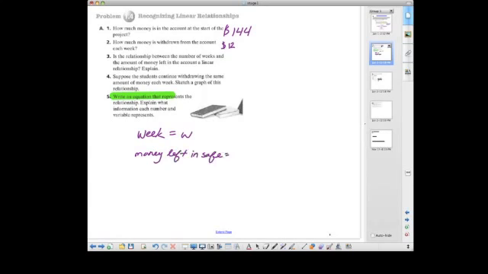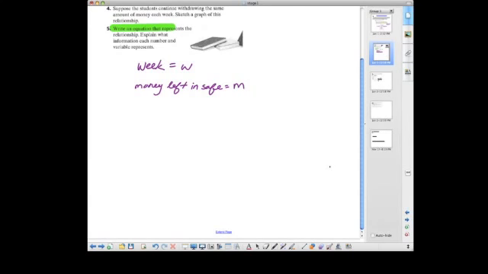And that could be M. It's up to you what you label your variables. So which variable is independent, which is dependent? The week is independent, right? Week is what is not changing. The money is changing. So the money depends on what's happening to the week over here.